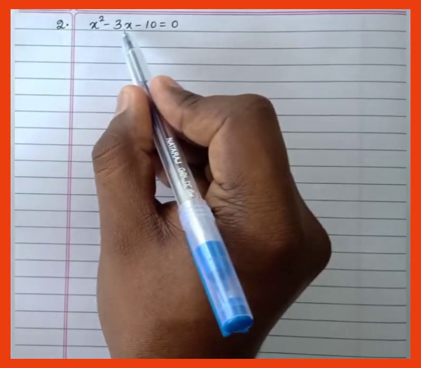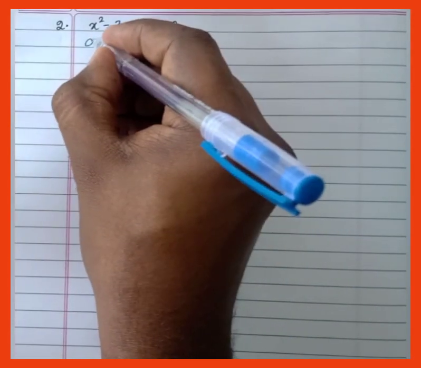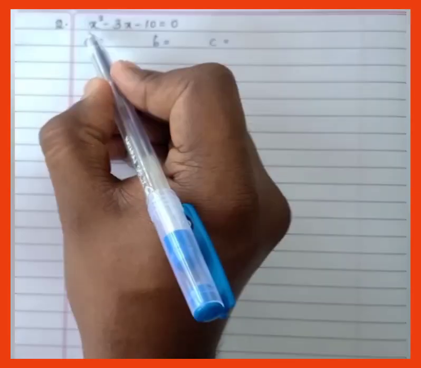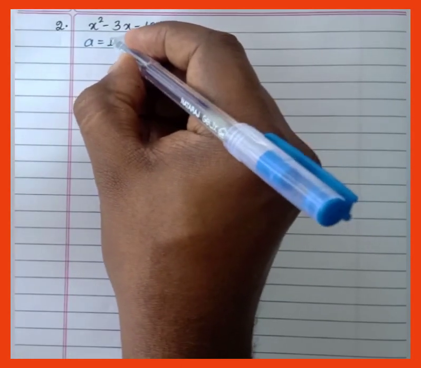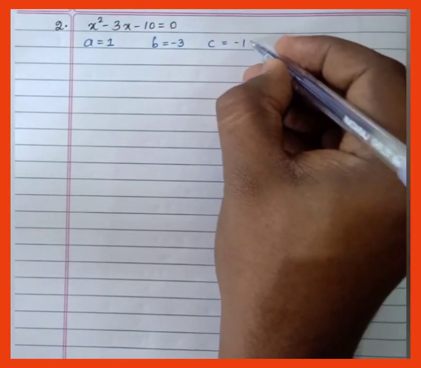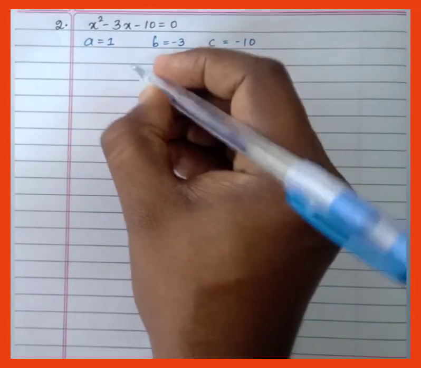Moving to next example. X square minus 3x minus 10 equals 0. What is the first step? The first step is identify the coefficients a, b and c, that is a equals 1, b equals minus 3 and c equals minus 10.